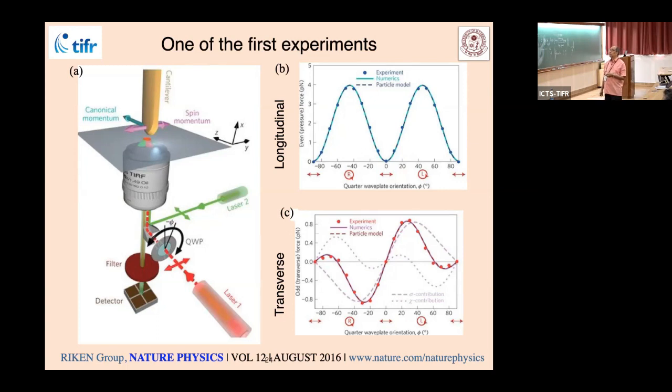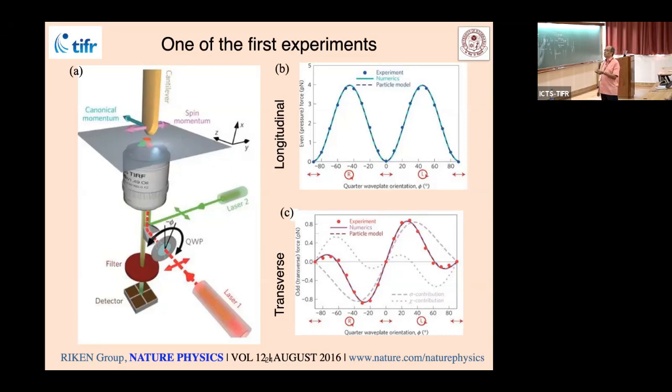The basic idea was that the red laser was totally internally reflected at the bottom of this nano cantilever. That's how they were creating an evanescent wave. The picture is like that. The canonical momentum is along the direction of the surface mode, and the transverse spin momentum will be in the transverse direction, depending on the helicity. So they measured the canonical force along the direction of propagation, and the transverse force. For the longitudinal part, they could see that there is no dependence on helicity.